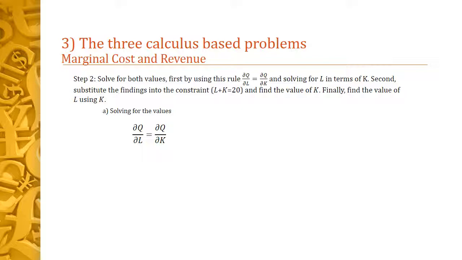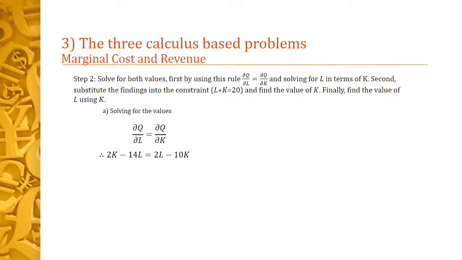So part A of this step is to simply substitute the derivative that we found in the last step into the partial differentiation rule. When we do so, we end up with 2K minus 14L equaling 2L minus 10K. Now all that we have to do is clean this equation up using simple algebra.